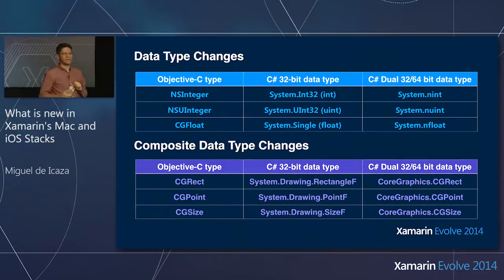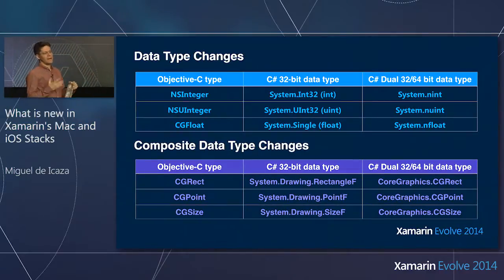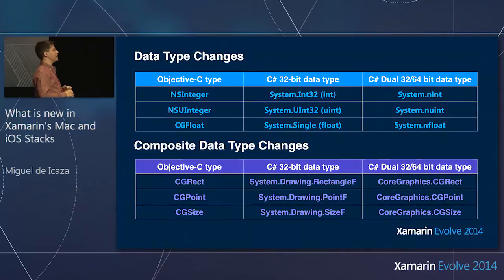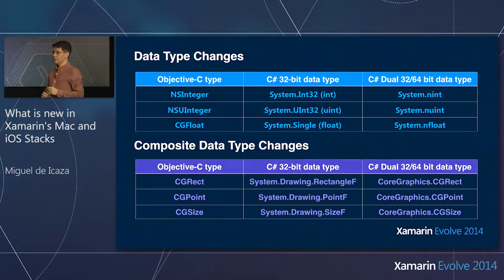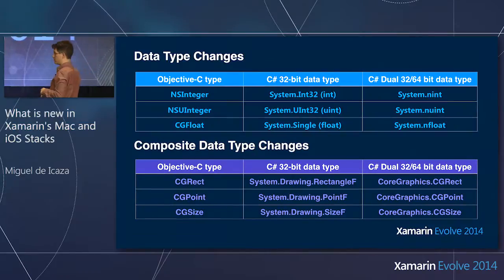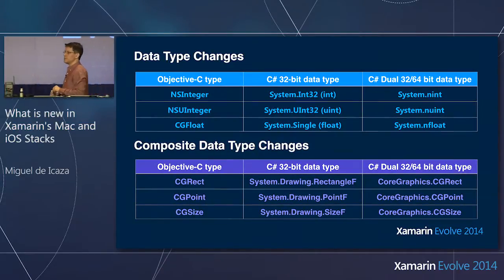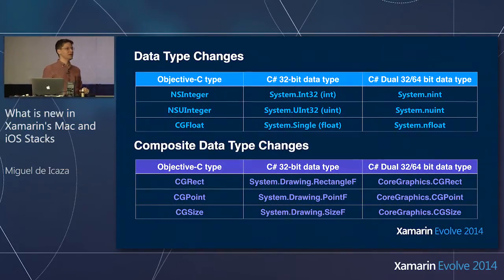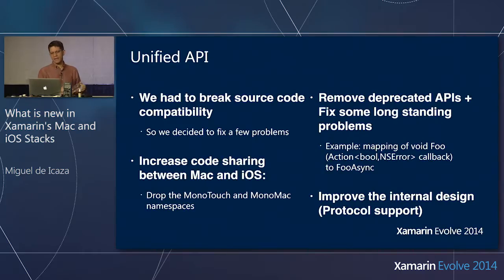And Apple has chosen a bold direction. I can't argue with their direction. I'm not sophisticated enough to know about cycles and how many cycles are spent here or there. But they've made their rectangles, points, and sizes be 32-bit on 32-bit platforms and 64-bit on 64-bit platforms. So this poses a problem. And the problem that it poses is that it breaks source code compatibility.